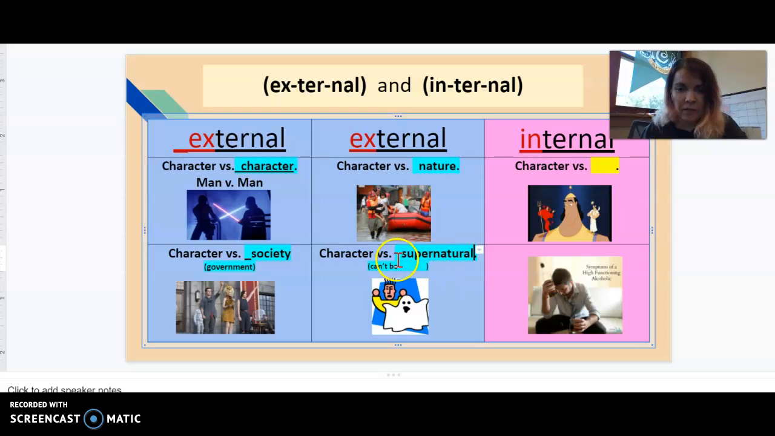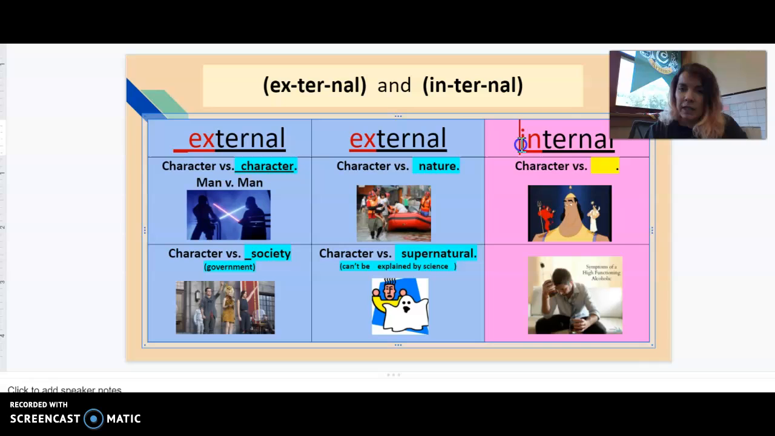So type that in. And supernatural basically means things that can't be explained by science. Now maybe toward the end of the story or in the middle of the story or movie, they are able to explain it by science. Like maybe it was an elaborate trick by somebody. But if during the story it's not explained by science, it's not nature, it's a ghost, it's a werewolf, it's whatever, that would still be a supernatural conflict.